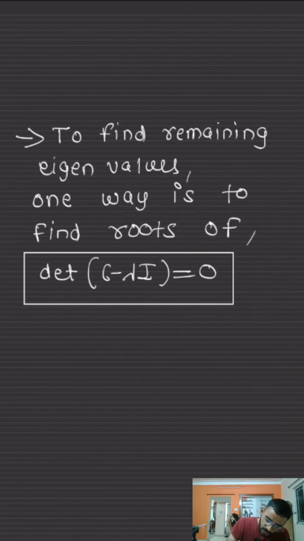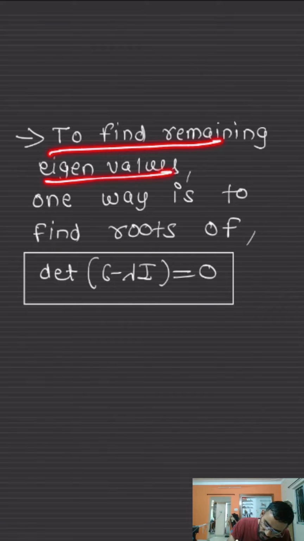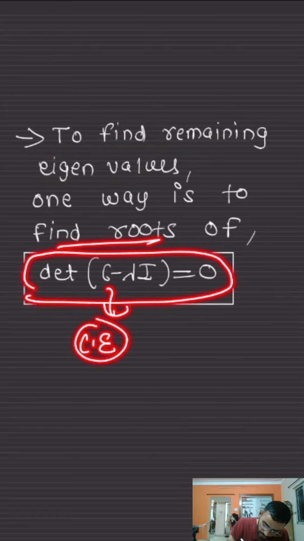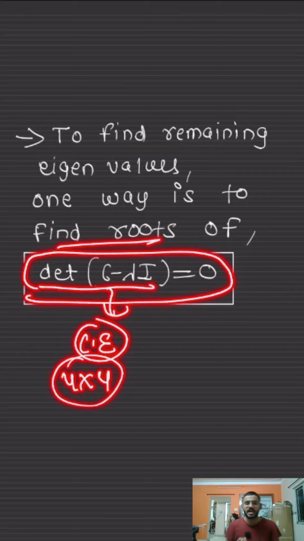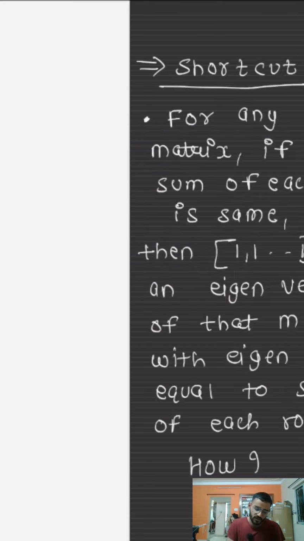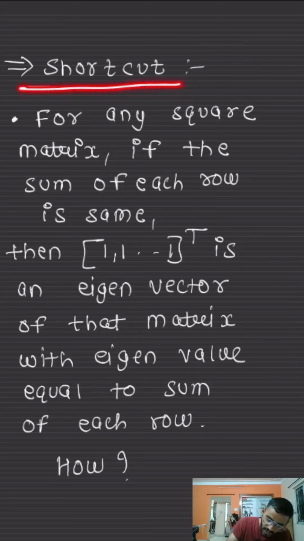Now to find the remaining eigenvalues, one way is to find the roots of the characteristic equation. But finding the determinant of C minus lambda I for a 4 cross 4 matrix is very time consuming. Now I am going to tell you one shortcut to find the eigenvalues.